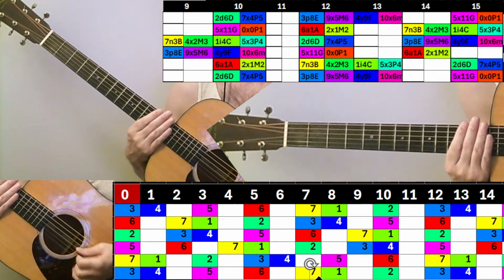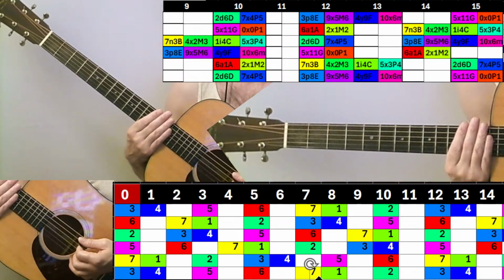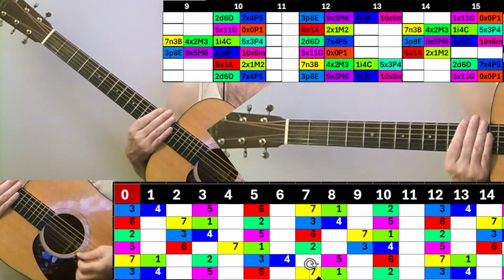Trying to get my, like, what do they call it? Percussion sound.